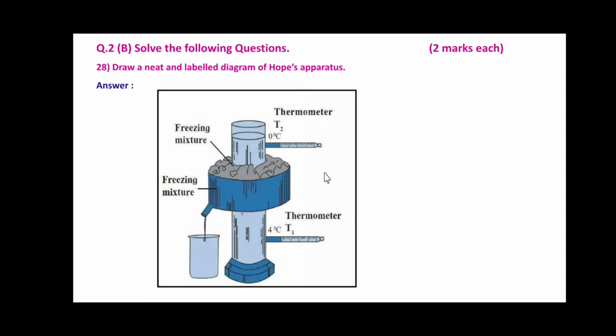wherein 4 things have been shown. Freezing mixture, which is in this container, and thermometer T1 which is at 4 degrees Celsius, and thermometer T2 which is at 0 degrees Celsius.